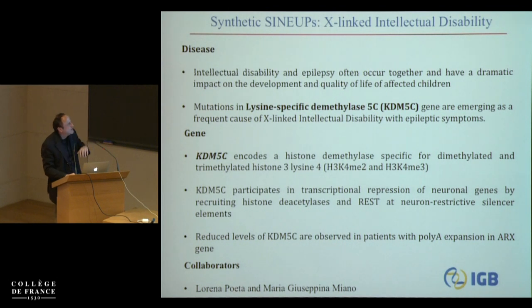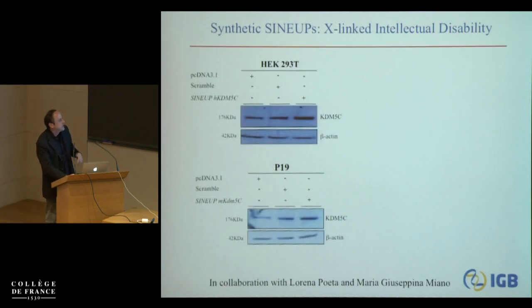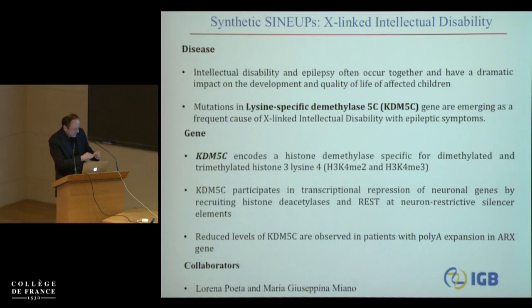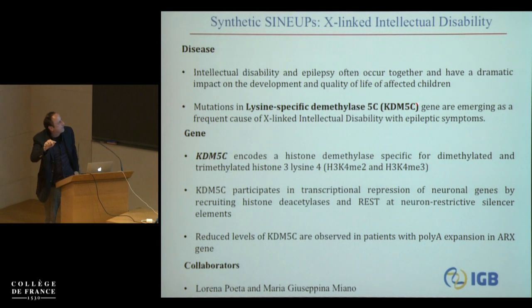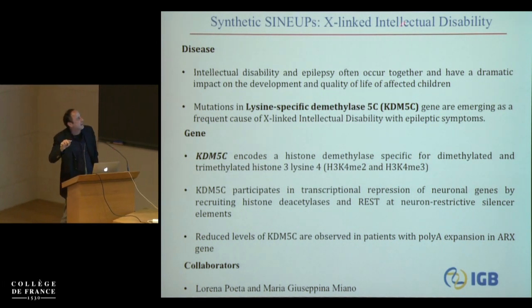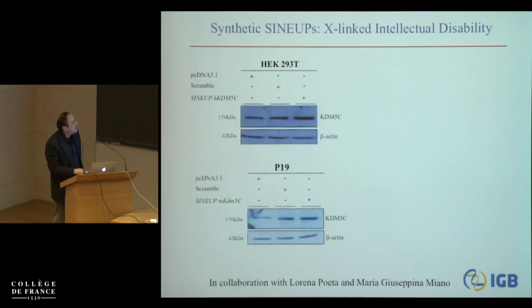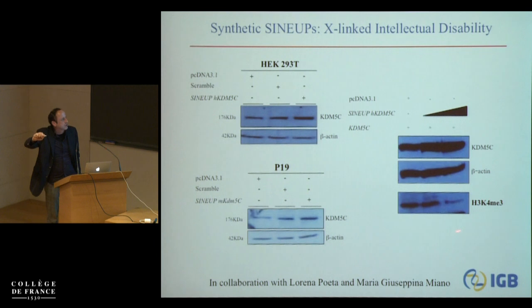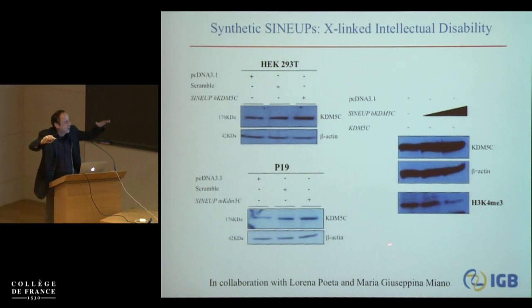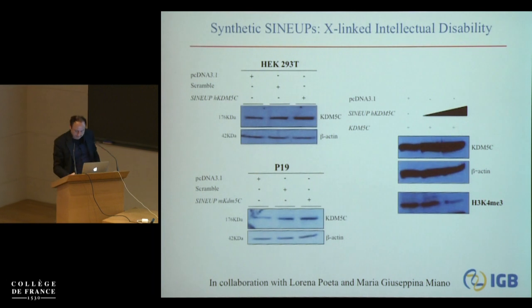Let me share with you, in the last 5 minutes of my talk, results from collaborating laboratories. This is Giuseppina Miano, at IGB in Naples, who designed a synapse against KDM5C, a lysine-specific demethylase whose haploinsufficiency gives rise to X-linked intellectual disability. You can see here that synthetic synapses are able to increase endogenous KDM5C protein level in two different cell lines, and are also able to rescue the function of the protein, demethylating targets that were previously methylated due to the low expression of the protein.